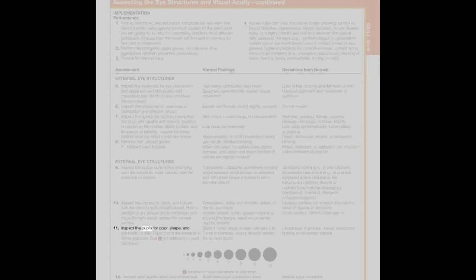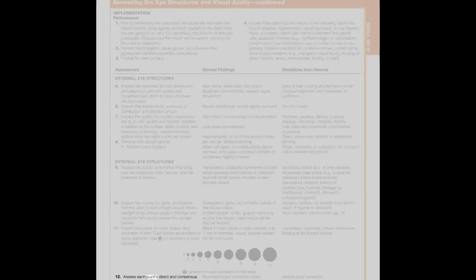11. Inspect the pupils for color, shape, and symmetry of size. Pupil charts are available in some agencies. See for variations in pupil diameters. Black in color, equal in size, normally 3 to 7 mm in diameter, round, smooth border, iris flat and round. Cloudiness, mydriasis, miosis, anisocoria, bulging of iris toward cornea.